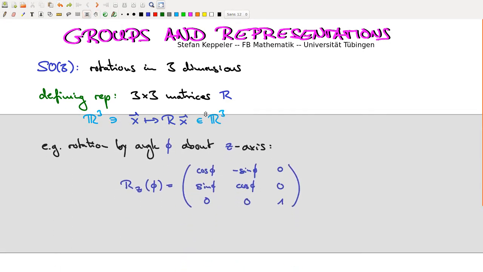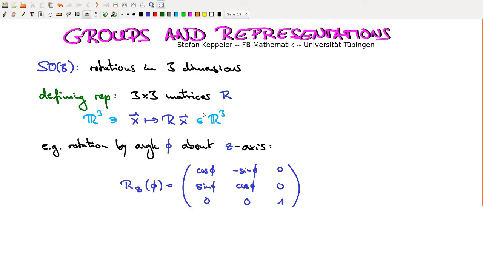For example, we could think about a rotation by an angle phi about the z-axis. We could write this in terms of this rotation matrix here. And now if you want to go to the Lie algebra, we take the derivative. So we say the generator of these rotations, that's minus I derivative of Rz with respect to phi at phi equals 0.